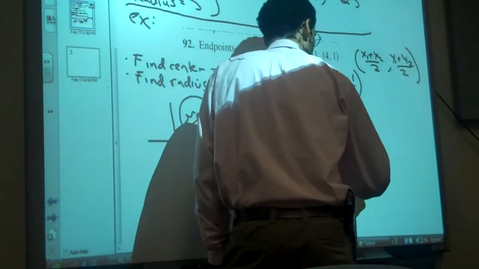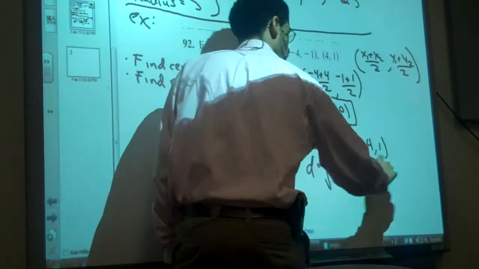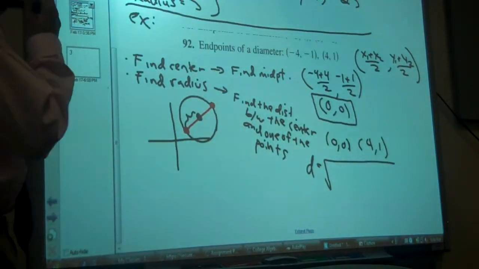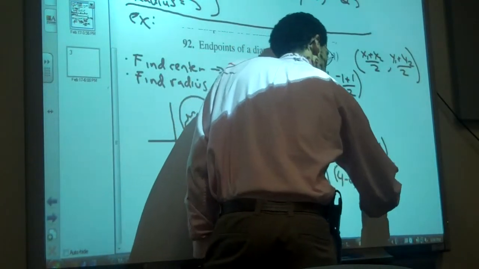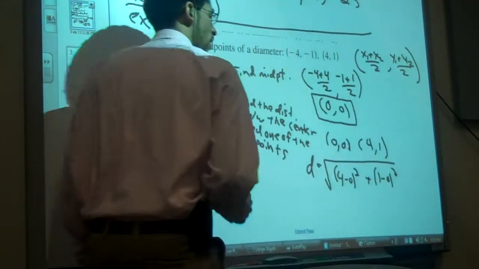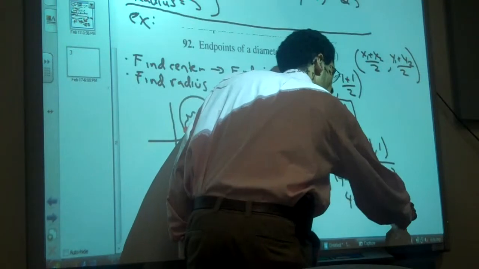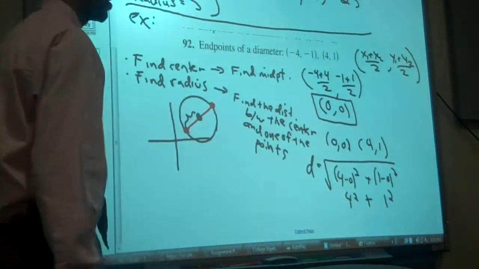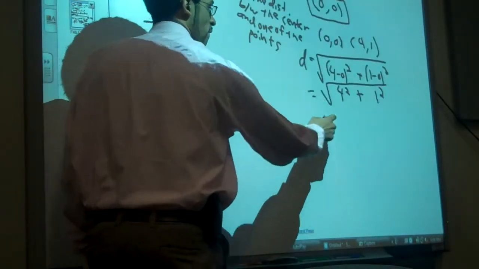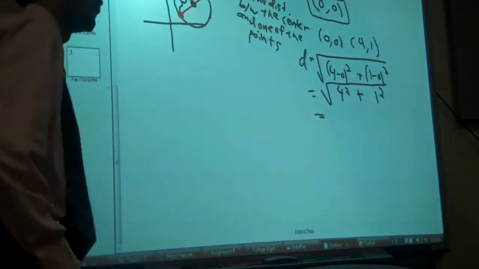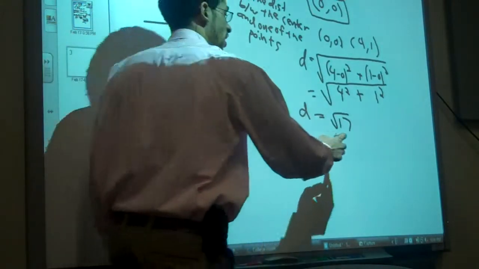So if the center is 0, 0, and the other point is 4, 1, then using the distance formula, we subtract the x's and square, subtract the y's and square. What's nice is we're subtracting nothing. So we get 4 squared and 1 squared. And we add those up before taking the square root. What do we get? Square root of 17. That's the distance, and that's our radius.